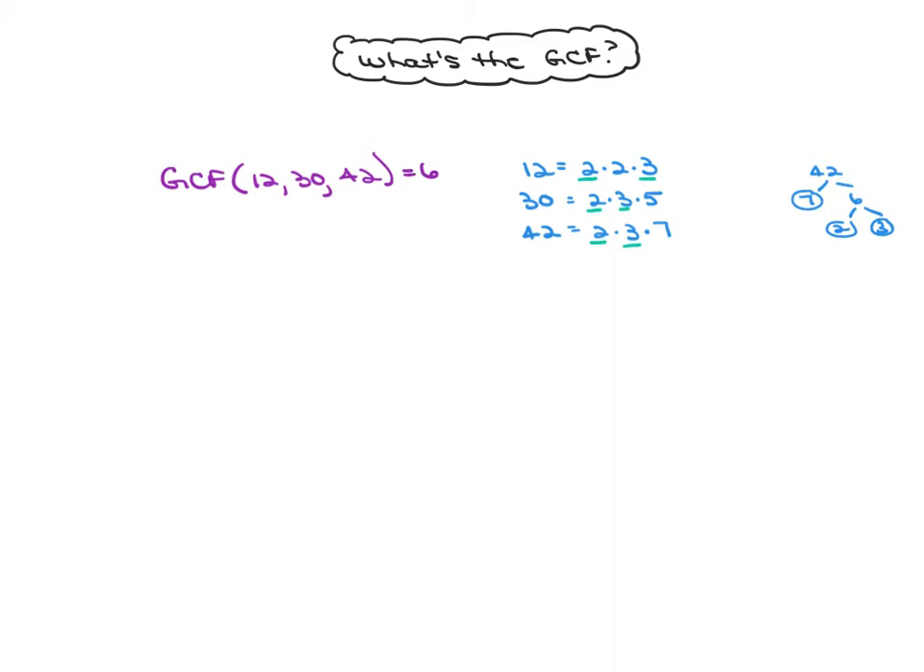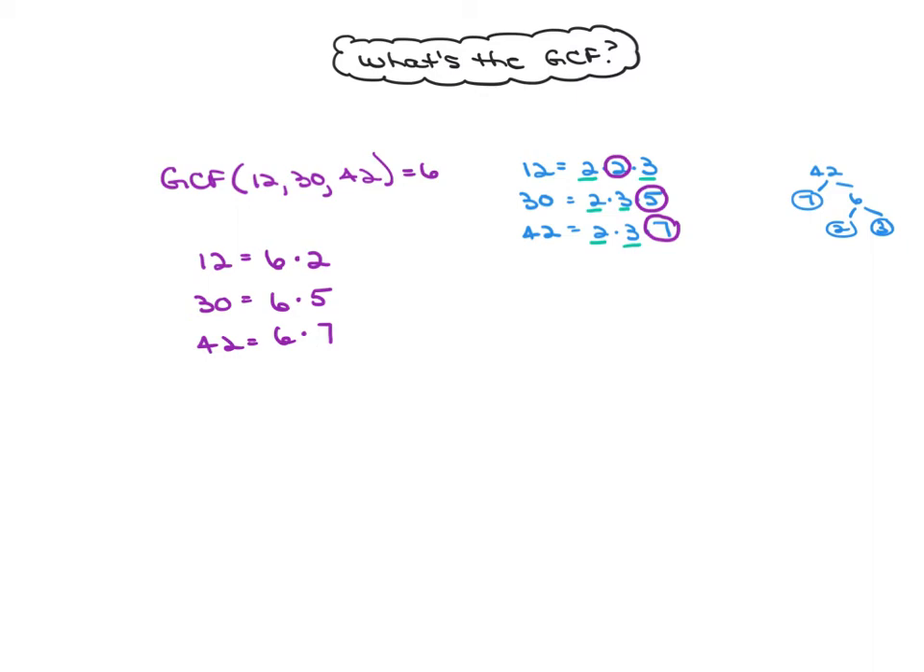Now, the nice thing too, once we have the GCF, is it's really easy to write each number as a product of the GCF. So 12 is the same as 6 times, well, what's left over in the prime factorization? A 2. 30 is equal to 6 times, what's left over in the prime factorization? A 5. And 42 is equal to 6 times 7. And we can also see these factors that are left that we're multiplying 6 by, they have no factors in common other than 1. So we found the GCF and we've written each of the numbers as a product of the GCF.